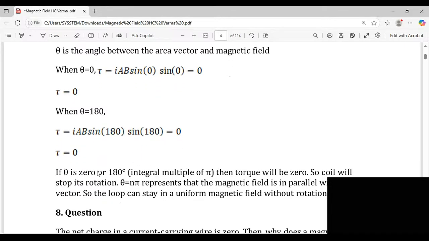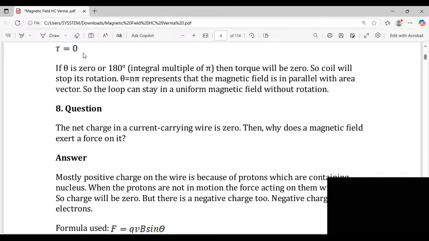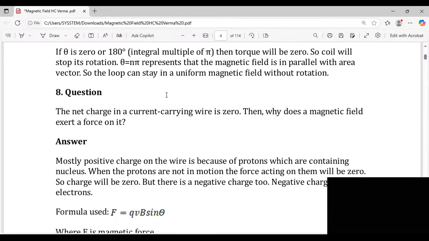Therefore, the tau or torque will be 0. If theta is 0 or 180 degrees, an integral multiple of pi, then torque will be 0. So the coil will stop its rotation. Theta equal to n pi represents that the magnetic field is parallel to the area vector, so the loop can stay in a uniform magnetic field without rotation.